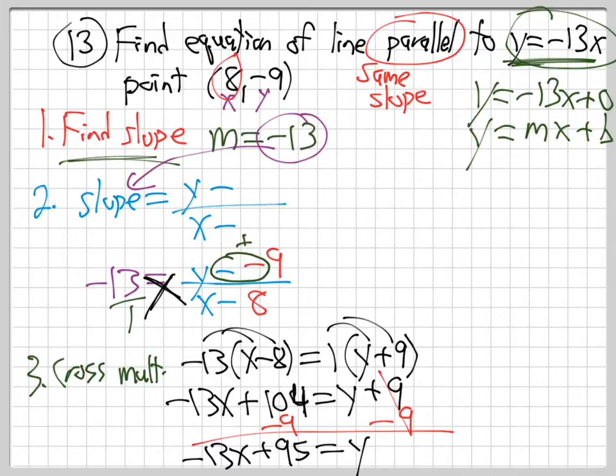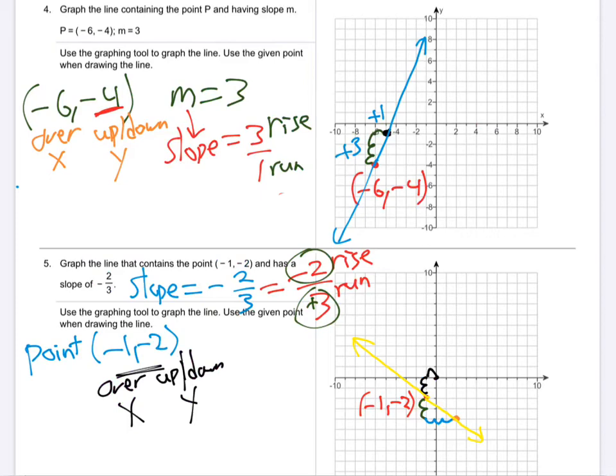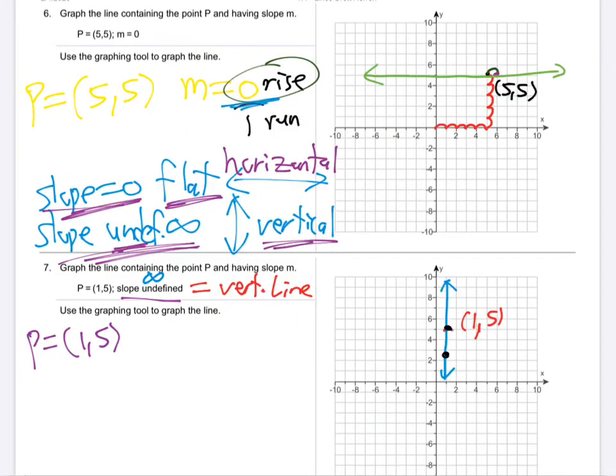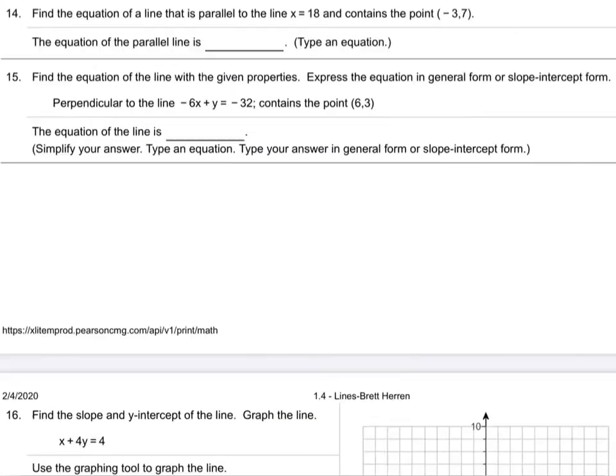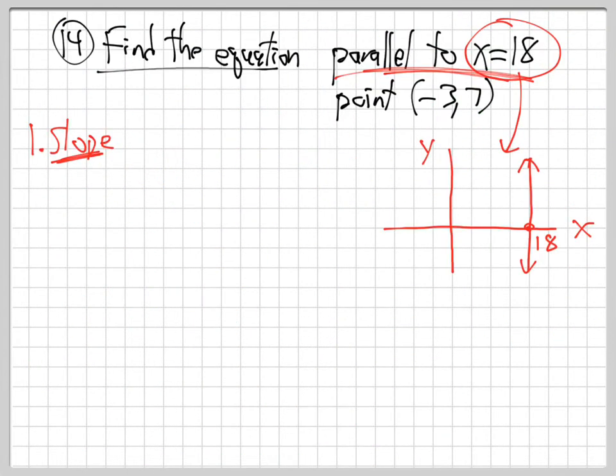Undefined. Remember that back here? There's been a lot of information, but back here somewhere. Did I go by it? Yeah, there it is. Slope undefined for vertical lines. Undefined for vertical lines. That's weird. So the slope's undefined.